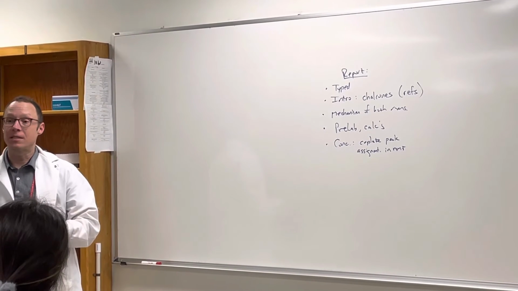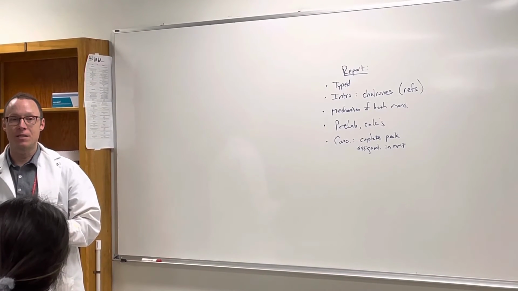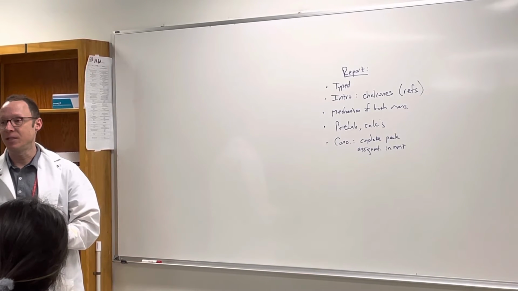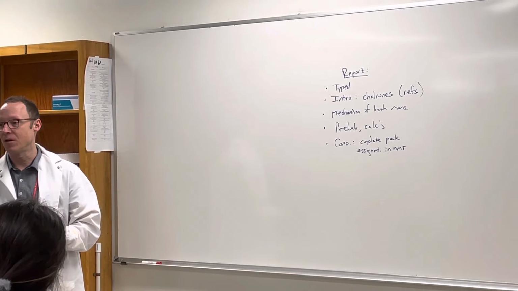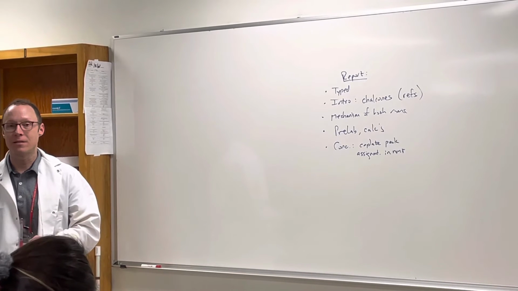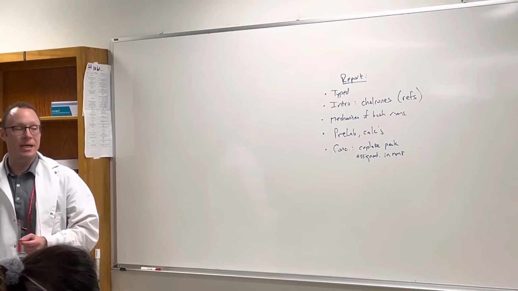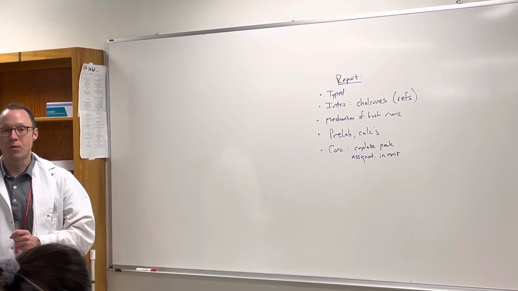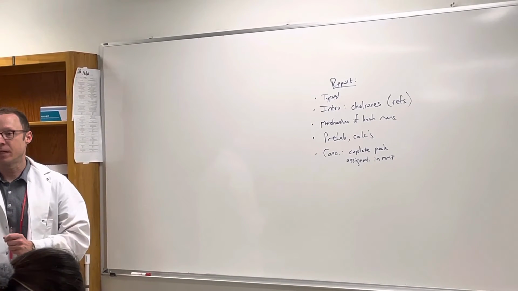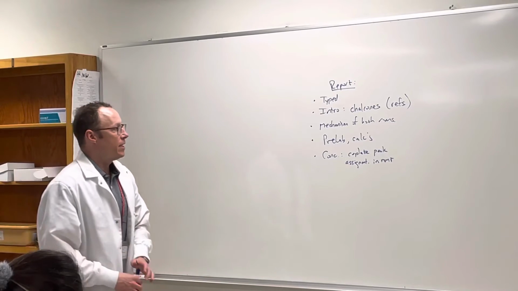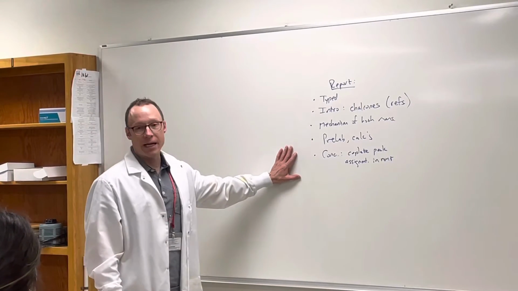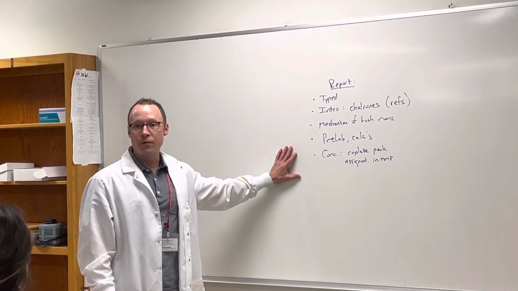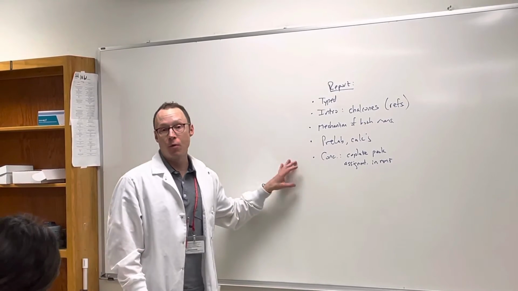For part B, it's going to be a bit more challenging, because the product of the Robinson annulation is going to be rather large and it's somewhat complex. So you might have to do a little work in order to do a complete peak assignment for the annulation product. Okay? But that is what I would like for you to have in your report if you choose to do it. Remember, the report is optional.